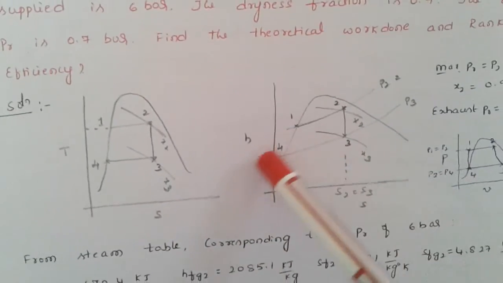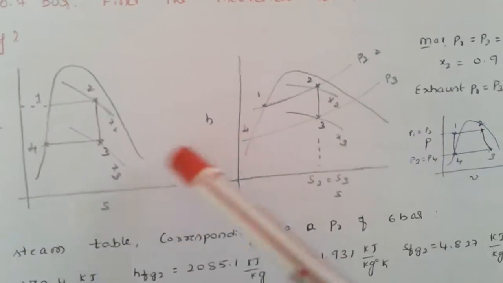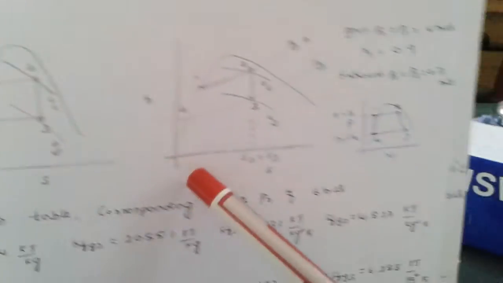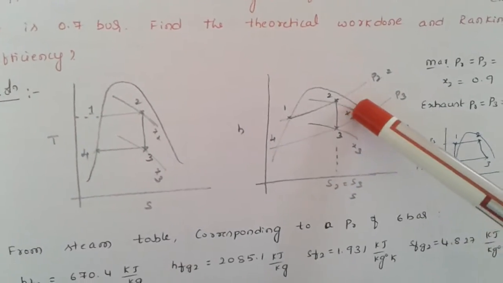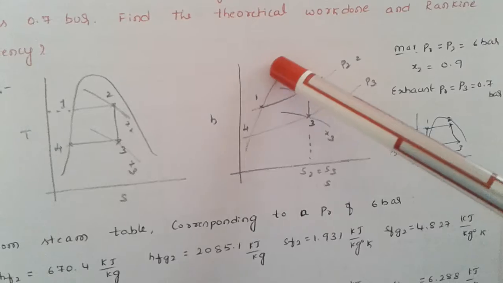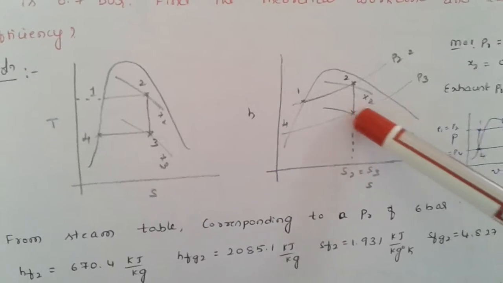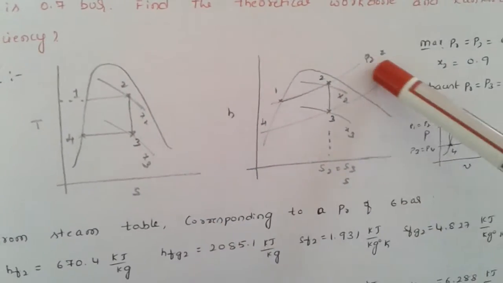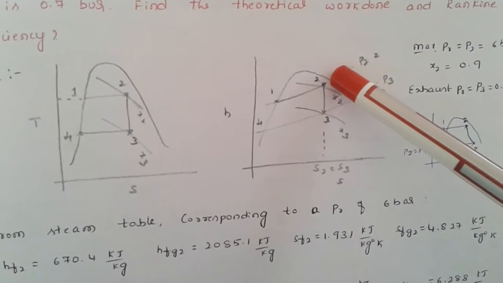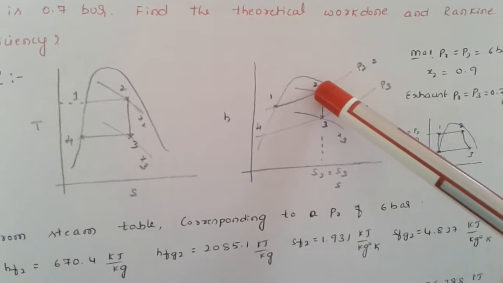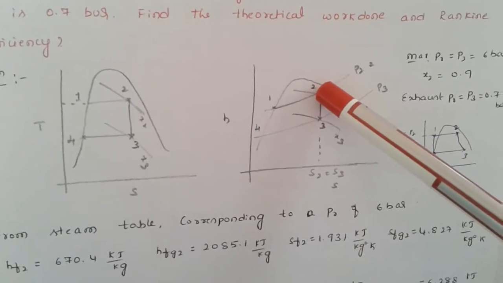So that point will exist within the saturation curve, and we have to draw the TS and HS diagrams accordingly. Within this saturation curve we have to draw the process 1 to 2, 2 to 3 and 3 to 4. The 1 to 2 state is wet, not dry saturated, so it will not meet the saturation curve exactly. The X value becomes 0.9, so it lies within the saturation curve. Like that we have to draw.